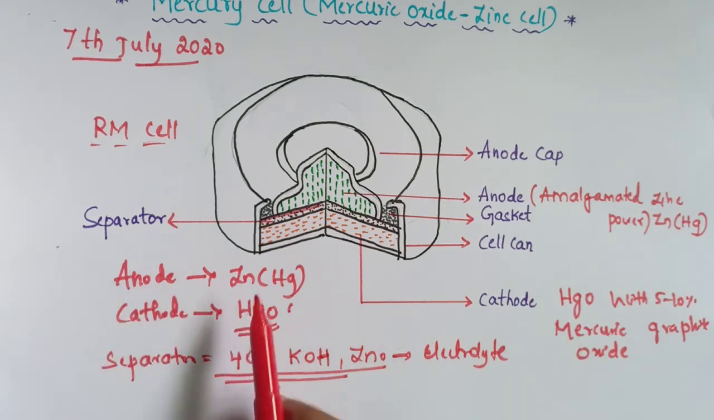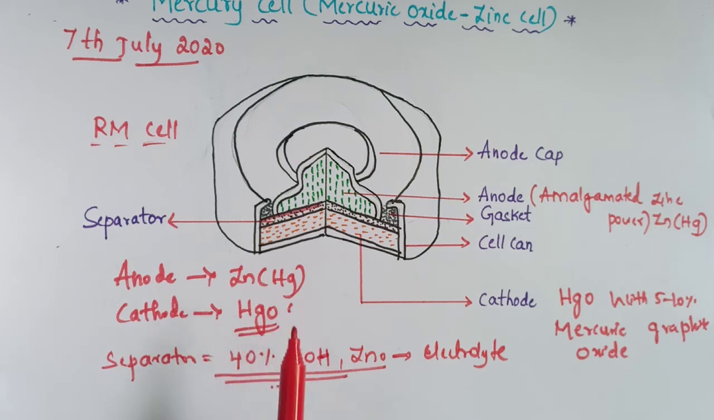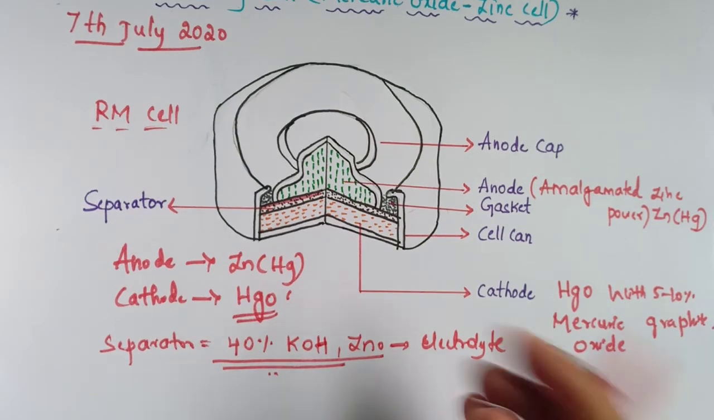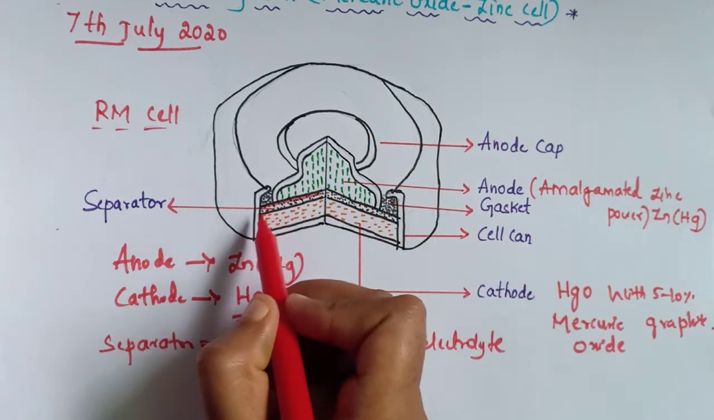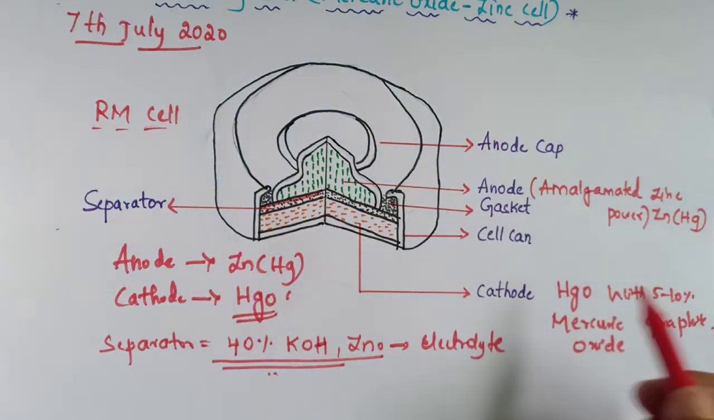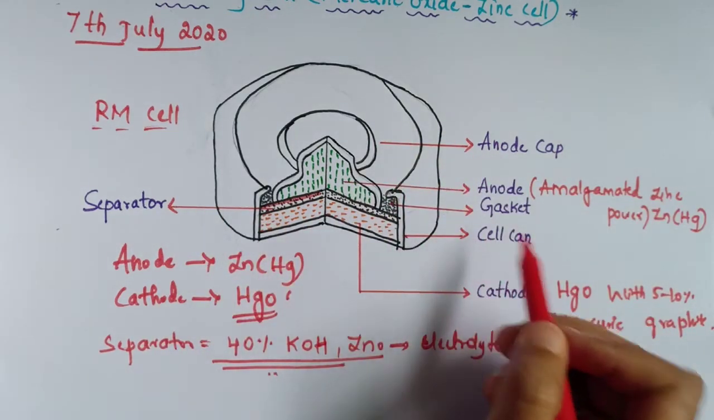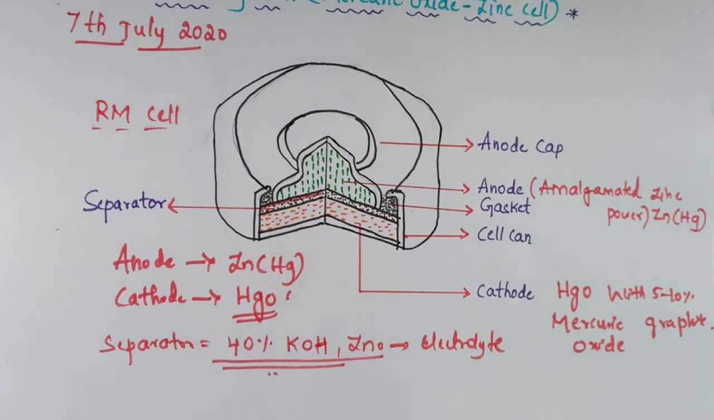Okay, the anode is amalgamated zinc powder and the cathode is HgO, that is mercuric oxide, and the electrolyte is 40% KOH plus ZnO. And here is a gasket and this is a separator. It is the anode cap. It is the cell can. Now let's see the cell reactions which happen in this mercuric cell.